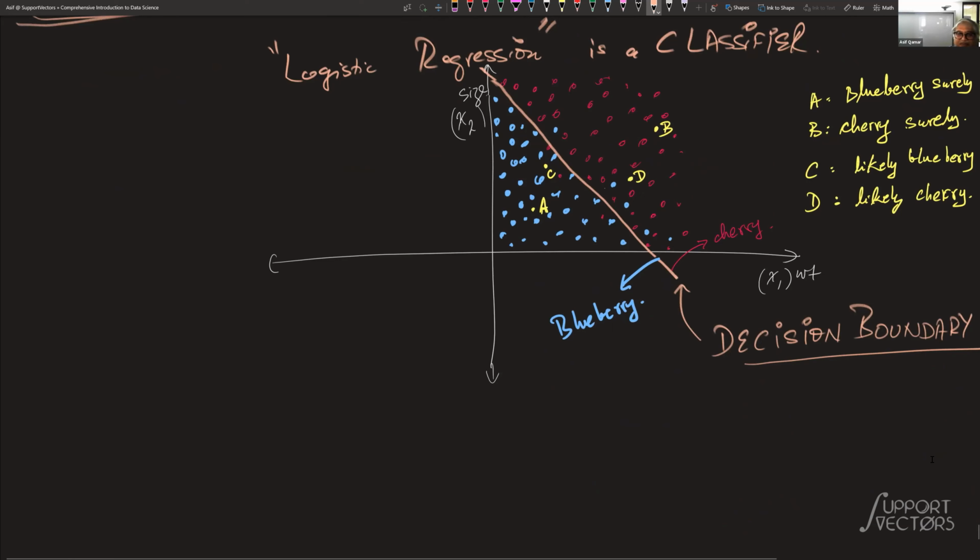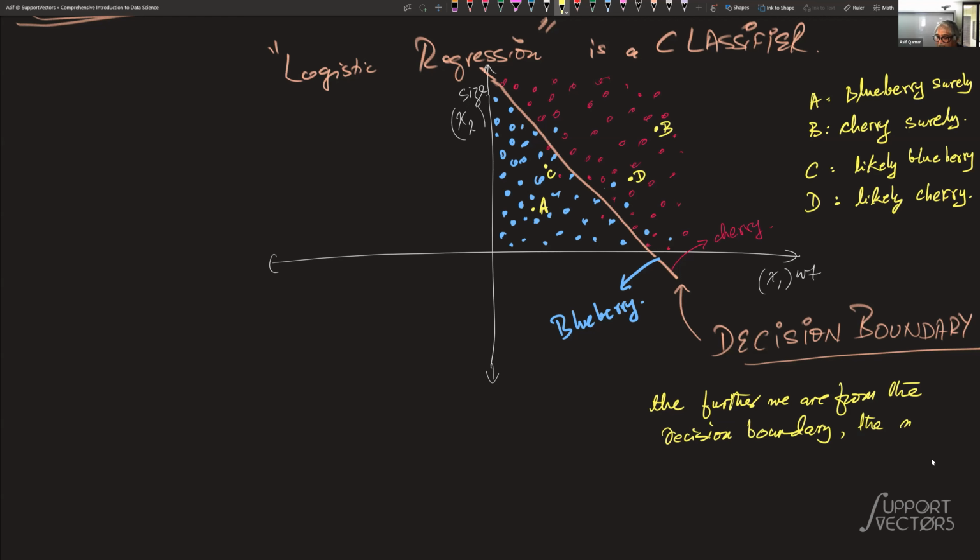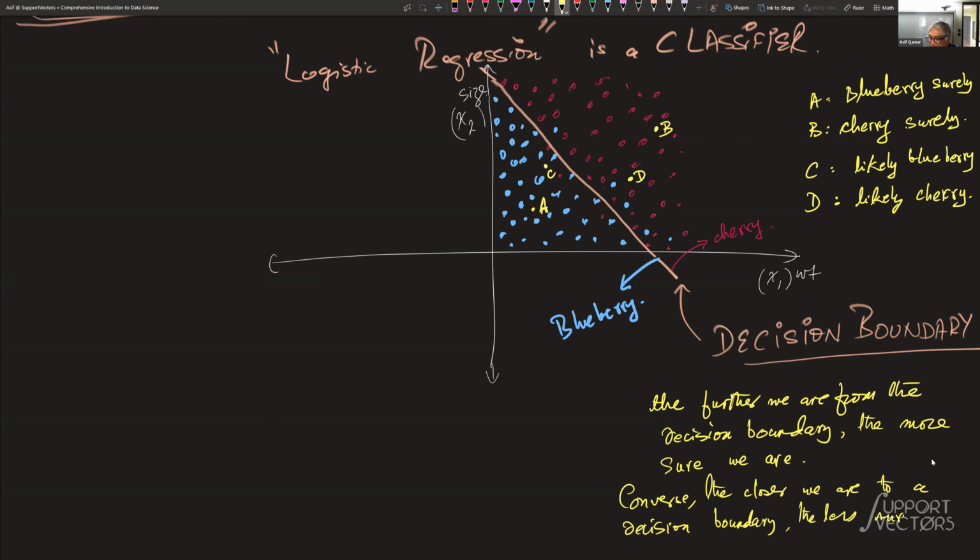Some observations associated with decision boundary. The further we are from the decision boundary, the more sure we are. Conversely, the closer we are to a decision boundary, the less sure we are, isn't it? Why are we less sure? It could be both blueberry and a cherry. Right, because data is not so clear-cut. There's always noise in the data. So there are some blueberries here and there are some strawberries all over the place here, isn't it?